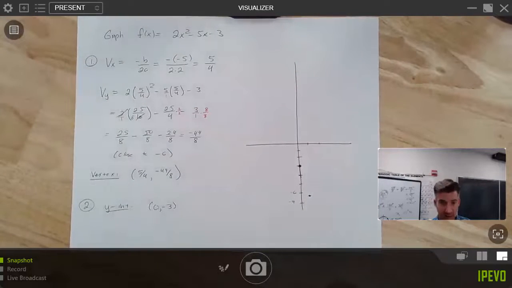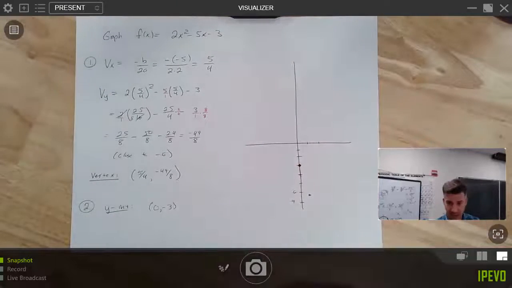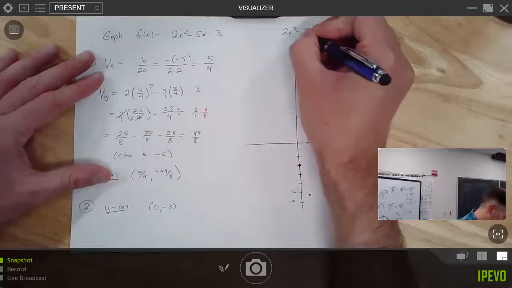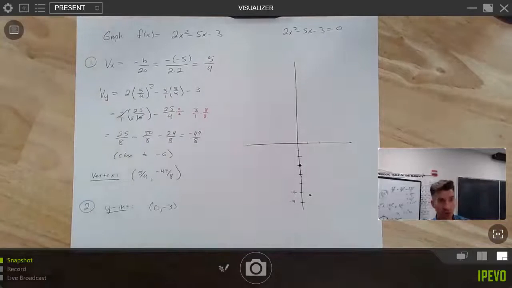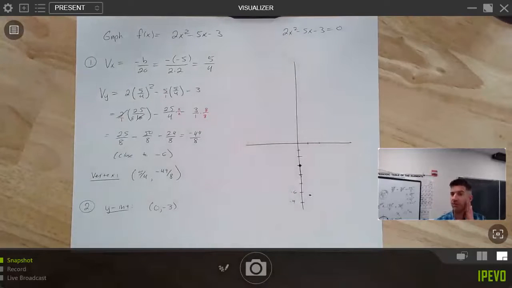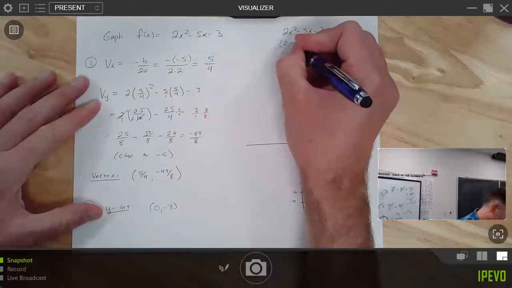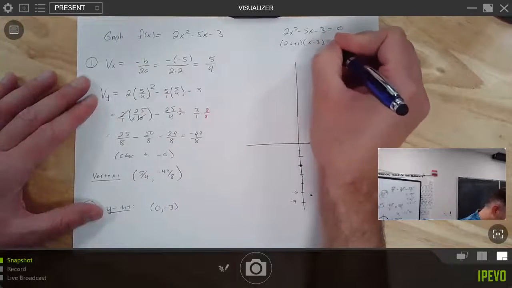Definitely going to have x-intercepts, right? This opens upwards. It's going to hit the x-axis. So let's set that equal to 0. And at this point, it's kind of up to you which way you want to solve it. You could try factoring, or you could try using the quadratic formula. Quadratic formula is always going to give you a result. Factoring might not always, although most of the time it will. This does factor. This factors as (2x plus 1) times (x minus 3).